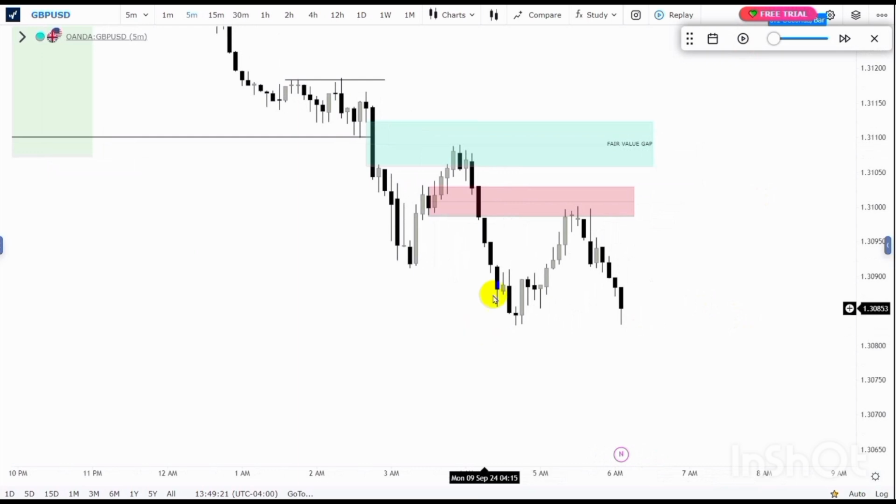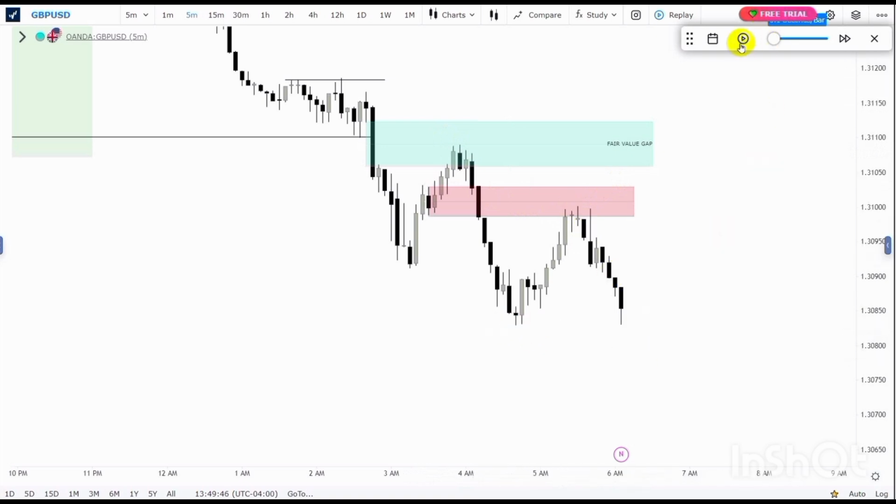Now you can see how price returned to react at the inefficiency. But we must understand also that we do not have the sweep of buy-side liquidity. After this movement of price to the downside, price did not establish a buy-side liquidity. So we could see the possibility of price returning to take out this swing high point if this price movement to the downside doesn't sweep this low point.